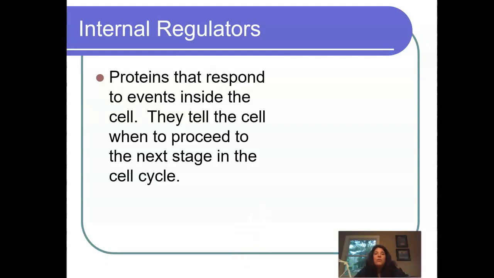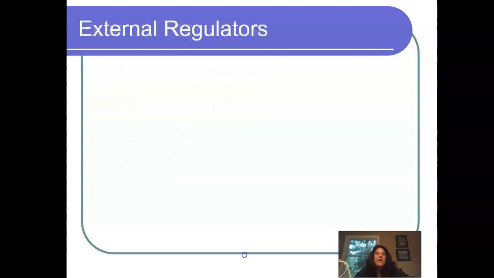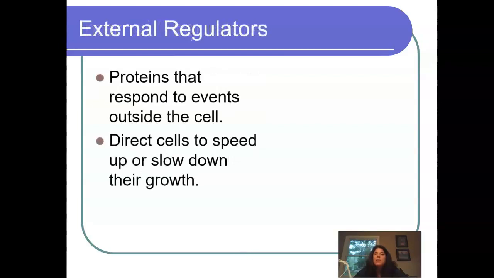So for instance, when you go from the S phase to G2, these internal regulators are going to basically proofread that DNA, make sure everything looks good before it will tell the cell that it can go into that G2 stage. External regulators are going to be proteins that respond to events outside of the cell.